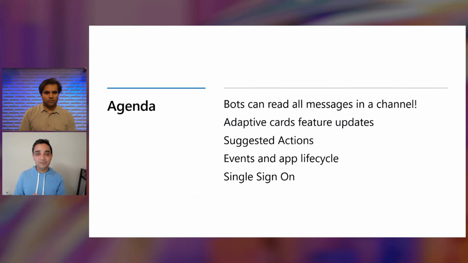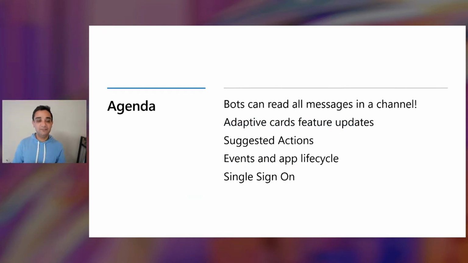So we're going to be talking about a lot of exciting updates today. First off, we'll talk about the ability for bots to receive messages without being mentioned. We'll talk about some new features related to adaptive cards that we are rolling out. We'll talk about something new around suggested actions as well, which is really powerful. We'll talk about updates related to application lifecycle that bots can now receive. And we'll talk about single sign-on as well.